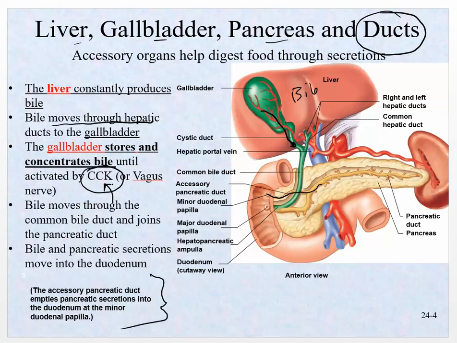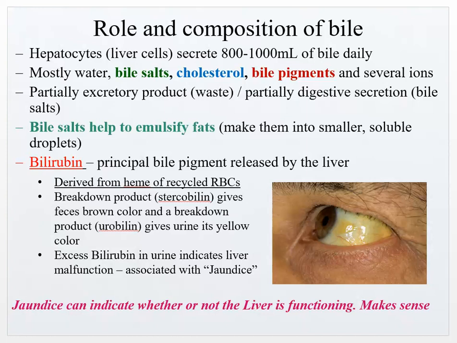But those ducts are how they get there. So let's talk about bile. Remember, bile is made by the liver, okay? And the liver constantly makes bile. It's constantly dripping it out. That's why you have a gallbladder.